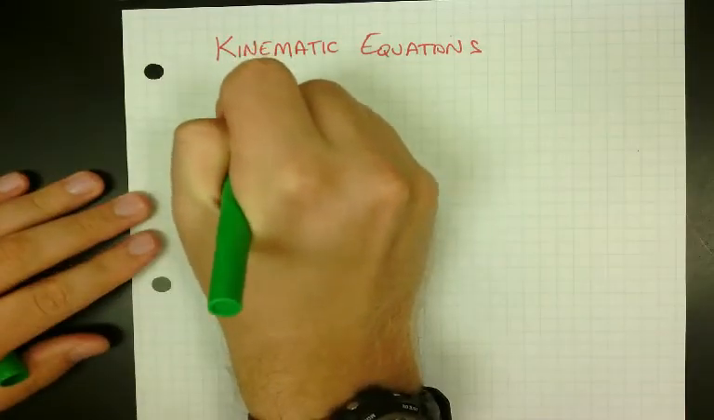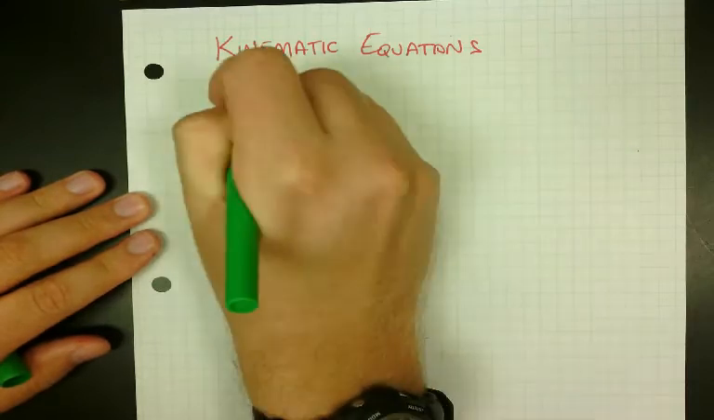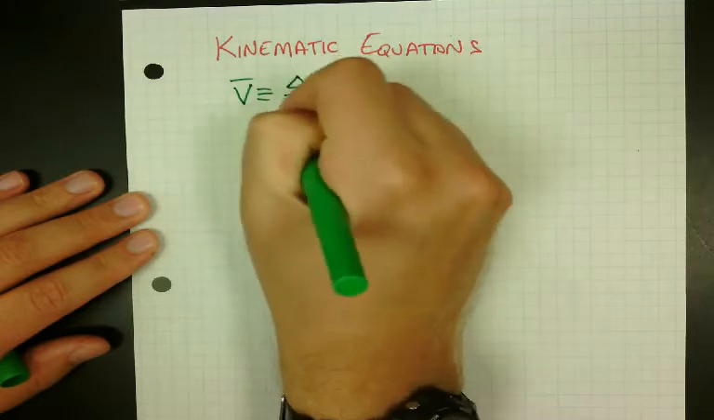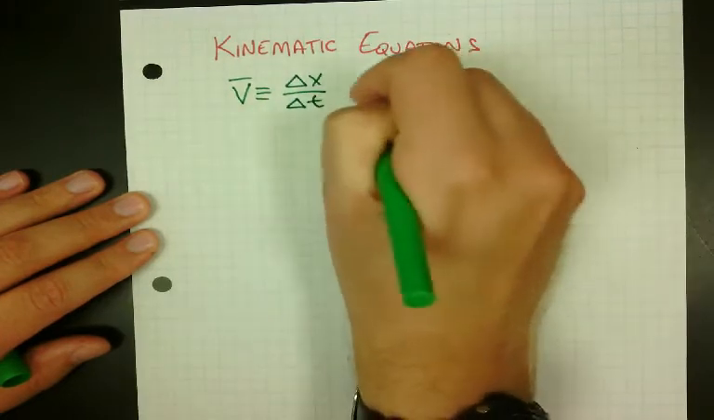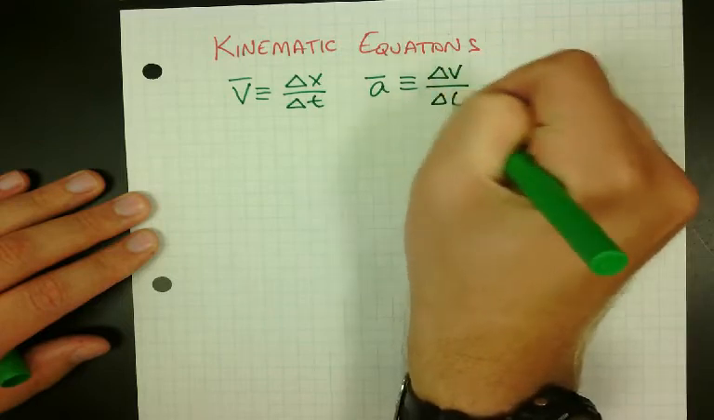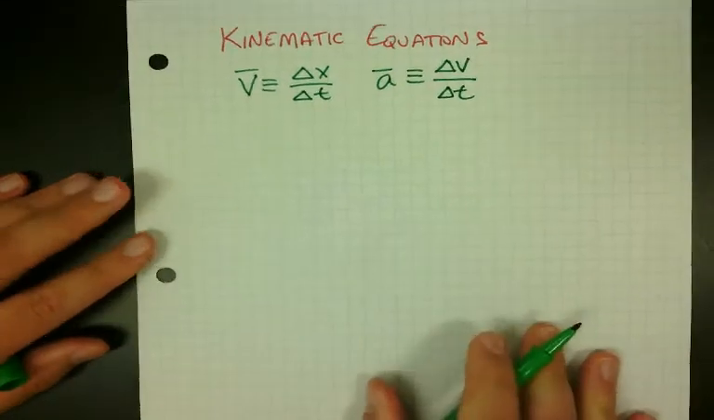We said that there's the velocity, and technically this is the average velocity, which we're defining as delta x over delta t. There's the average acceleration that we're defining as the change in velocity over the change in time. And that's really what we've got so far.